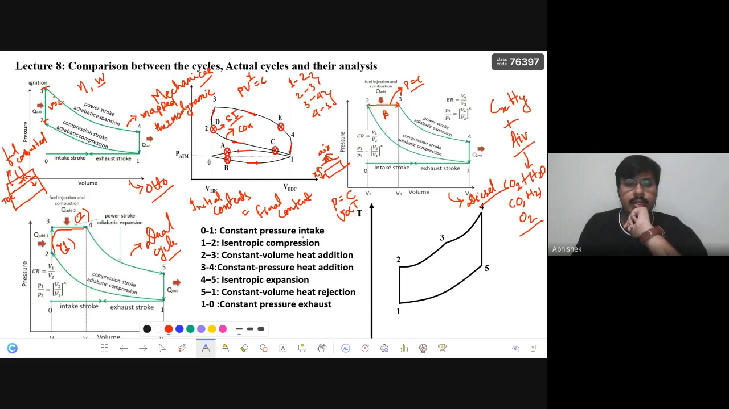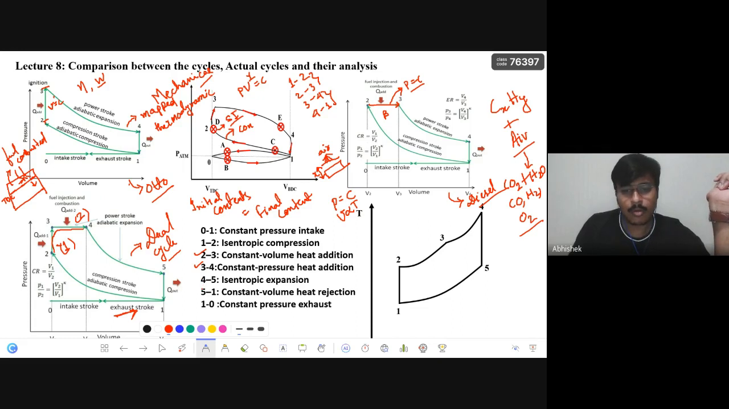0 to 1 is the constant pressure intake. The air will be sucked in this cycle from 0 to 1. After that, from 1 to 2, there will be isentropic compression, where we increase the temperature and the pressure. Then there is heat addition at constant volume; the combustion takes place from 2 to 3. And after that, from 3 to 4, there is constant pressure heat addition. So we are splitting the whole heat addition into two processes, 2 to 3 and 3 to 4.